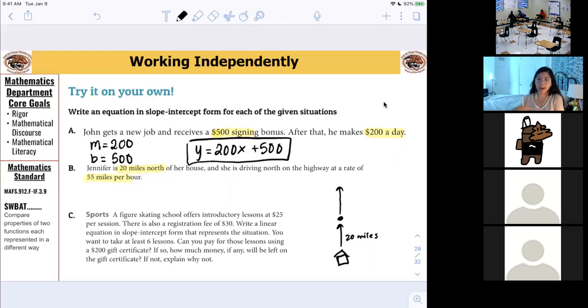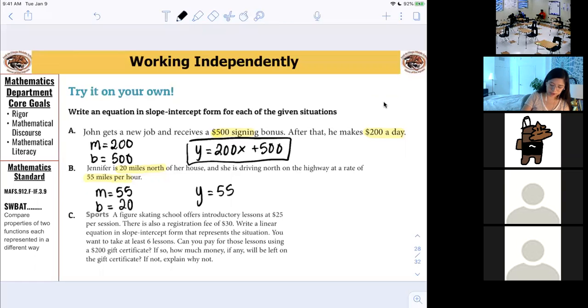If she was coming back, that would be a different situation. But here she keeps going the same direction, so we know that she keeps adding distance. She's not subtracting, she keeps gaining more distance. So everything is positive. So miles per hour is my slope. 20 miles is my y-intercept, so y equals 55x plus 20. Boom, done. A and B were a little bit simpler.